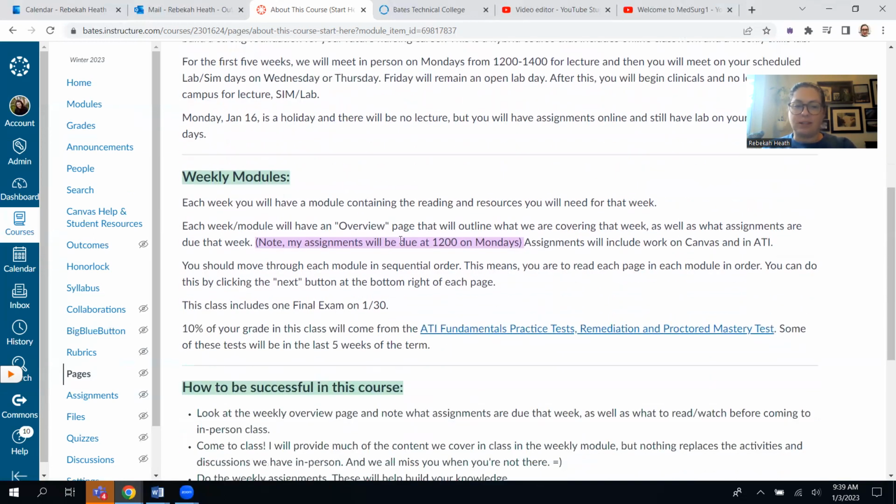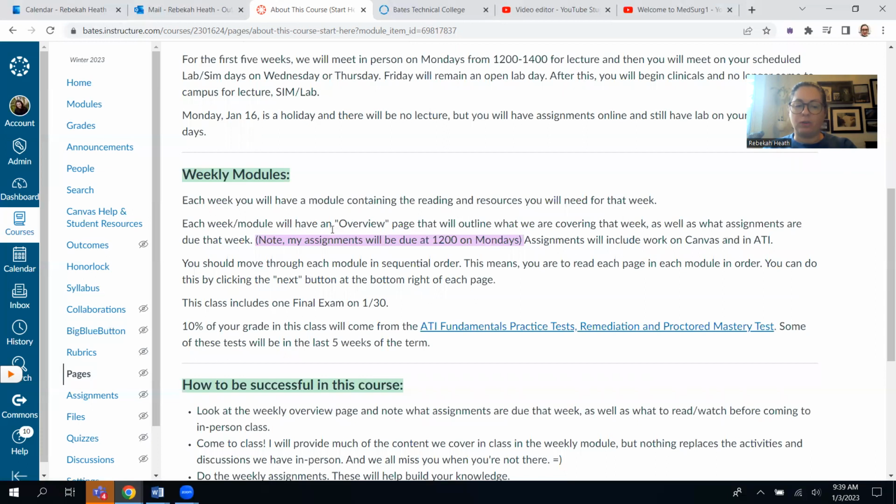All right, for this class, you're going to have the overview page. Just want you to note my assignments are due Mondays at noon, so at the beginning of the class, just like in MedSurg 1, they're due 9 o'clock, which would be the beginning of the class. This class does have one final exam that kind of falls in the middle of the term, but that's when the end of the lecture lab class is. So that's going to be on January 30th.